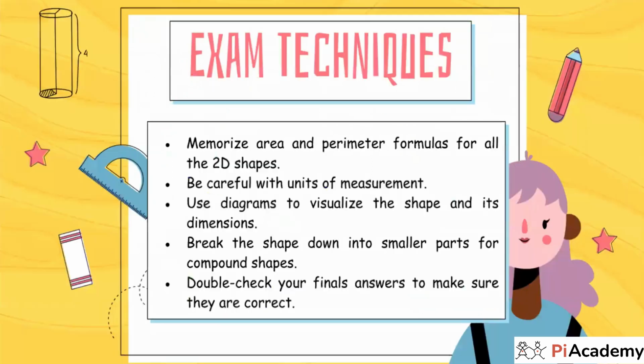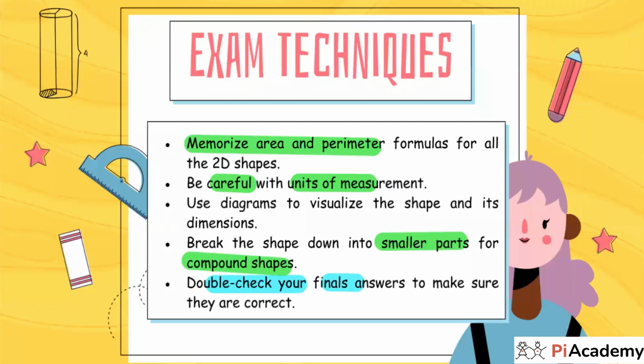Let's discuss some exam techniques, which are very helpful during your exam. And if you follow them, then you will get good marks, okay? So first, memorize the area and perimeter formulas, okay? This is very important. Next, be careful with the units of measurement, okay? Now, if you need, you can visualize the diagram. You can draw the diagram if required. And if the question involves a compound shape, then break down the shape into smaller parts like triangles and squares, then you can figure it out. And always double check your final answer to make sure it is correct, right?